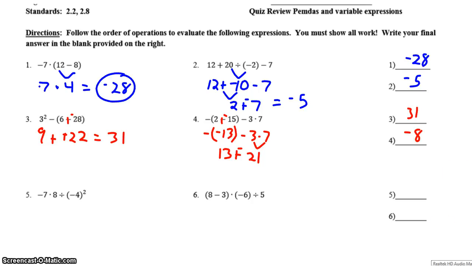Okay? In number 5, there was a little typo here. This should read -8 times 8 divided by -4 squared. So I'm going to do my parentheses first, which is -4 squared, which is going to give me 16. -4 times -4 is +16. Then on this side I got -8 times 8, which is -64. So my last step is -64 divided by 16, which is -4.